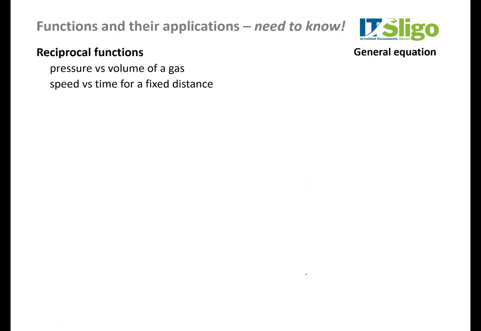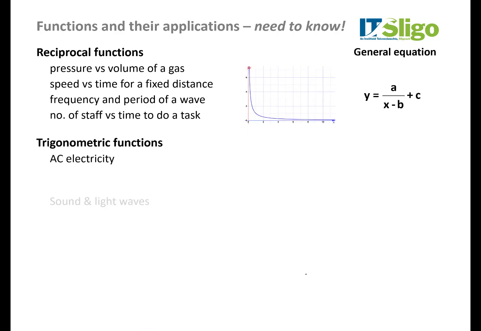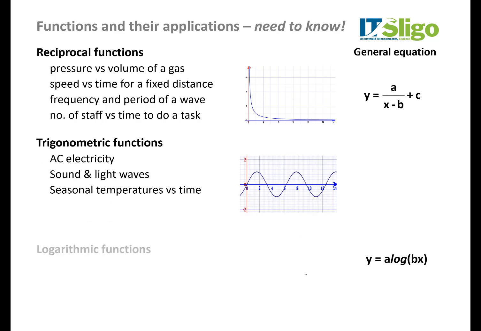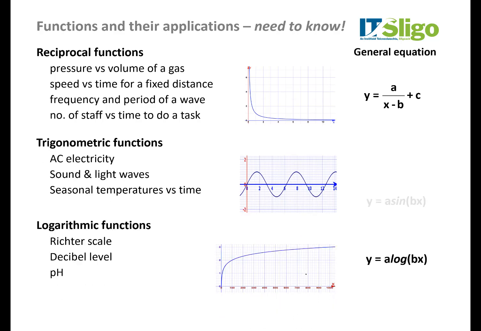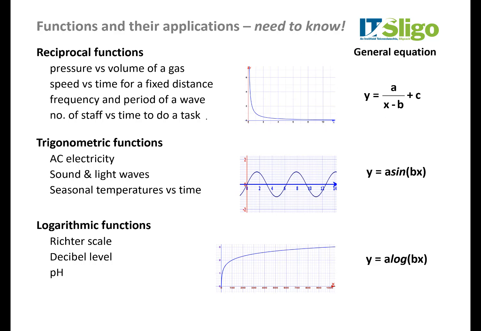We keep going. Reciprocal functions, general equation, typical graph, trigonometric functions, log functions, and their general equation. So from our 7 functions, we've only 6 so far, 1 more to go. You need to know the examples, what the graph looks like, and the general equation for each one.